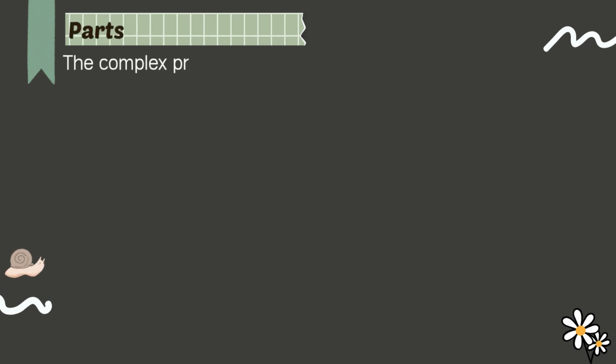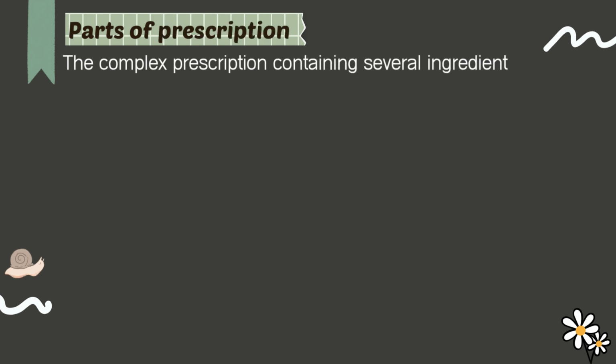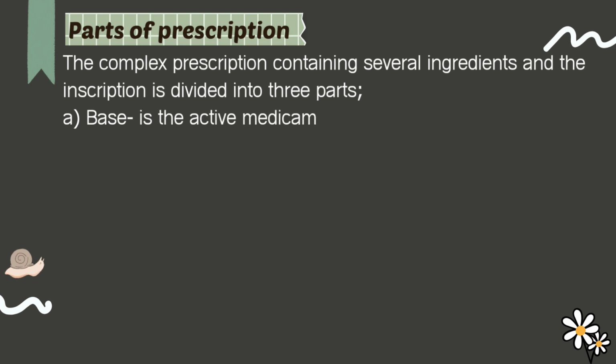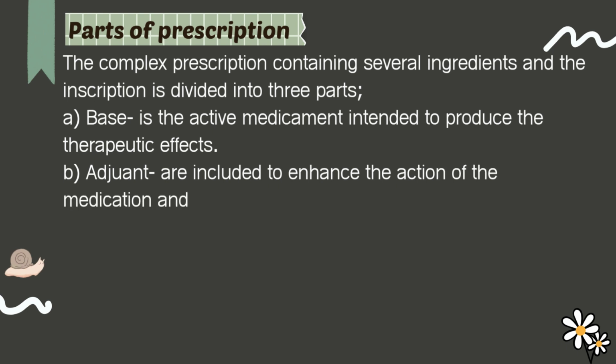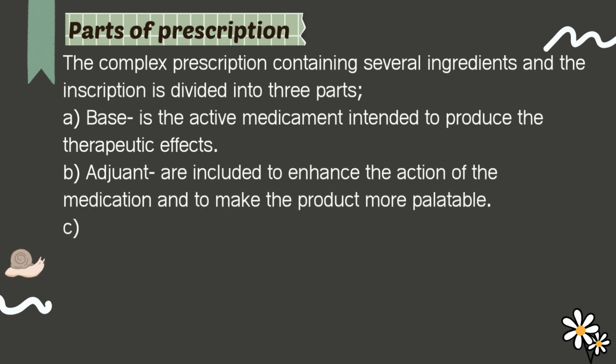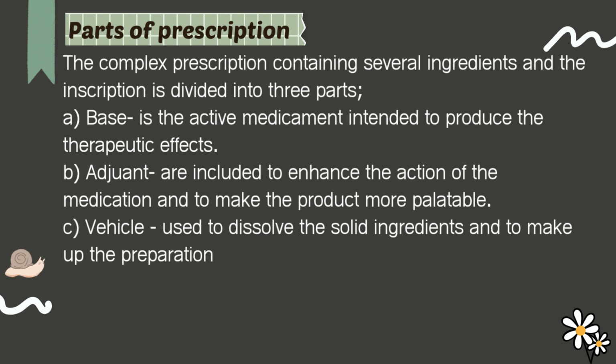In a complex prescription containing several ingredients, the inscription is divided into 3 parts. A. Base is the active medicament intended to produce the therapeutic effects. B. Adjuvants are included to enhance the action of the medication and to make the product more palatable. C. Vehicle is used to dissolve the solid ingredients and to make up the preparation to the required quantity.